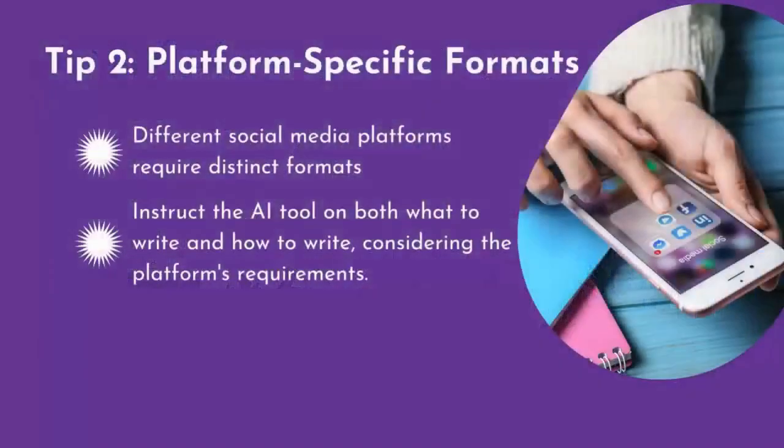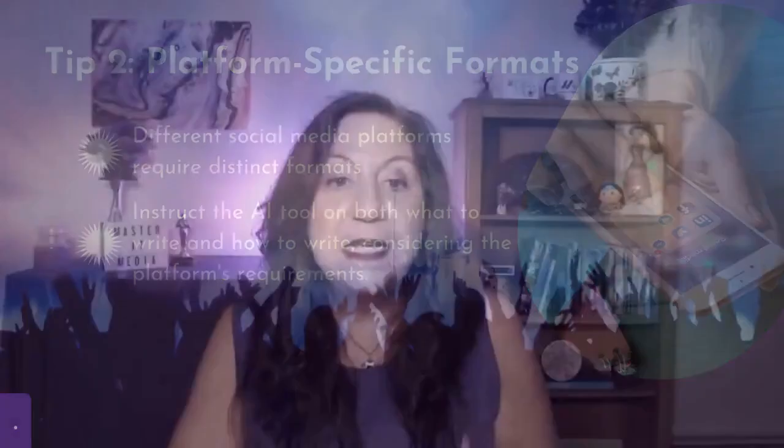Tip 2 is to make it platform specific. Make sure that you're speaking in the right platform. Remember, each platform in social media is a bit different. Each platform has its own voice and its own style, and you want to make sure you address that. Twitter or X is going to have a much shorter form. When you talk LinkedIn, it's going to have a much longer, more professional tone. When you're talking Facebook and Instagram, it's a little casual. It's got more hashtags in it.